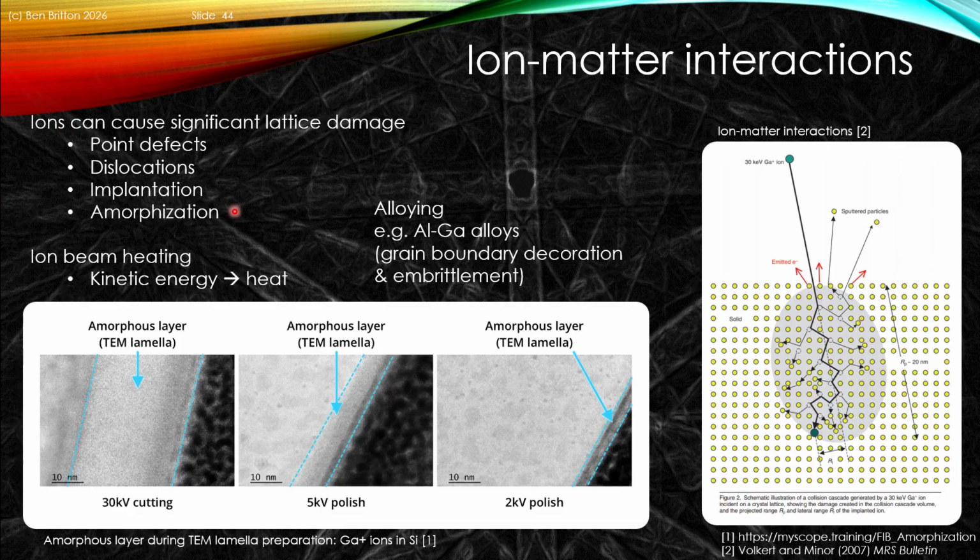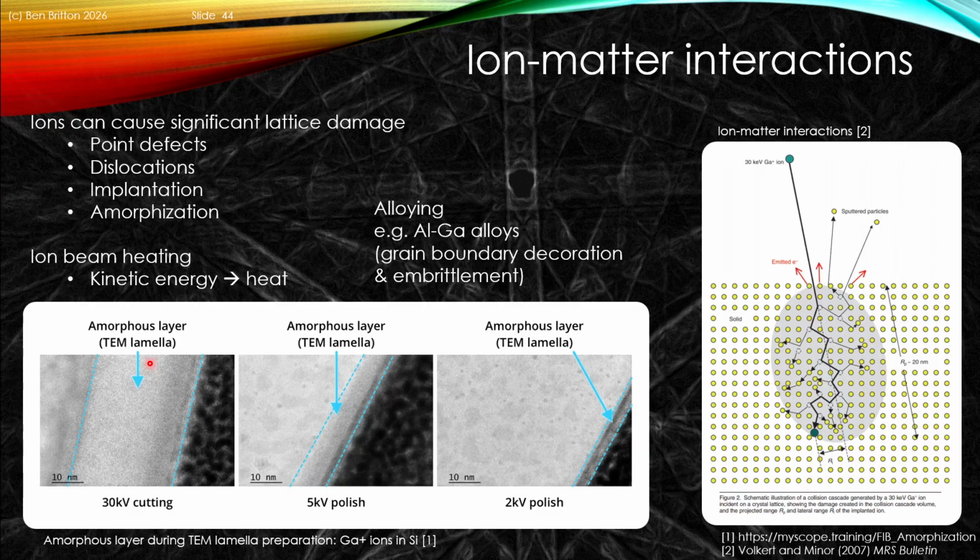We can get amorphization, where effectively the lattice gets gradually destroyed as we increase the dose to our sample. And we can get ion beam induced heating due to phonon interactions, where we get kinetic energy and heat. All these interactions are dependent on the temperature, the material used, etc.